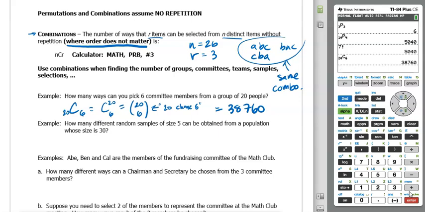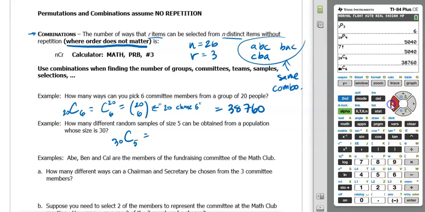What about how many different random samples of size 5 could you obtain from a population whose size is 30? We're assuming here that this is sampling without replacement so that it can be a proper combination. We're choosing from a population of size 30, and we're going to choose a sample of 5 people, or else 5 things. We don't know what this population is.